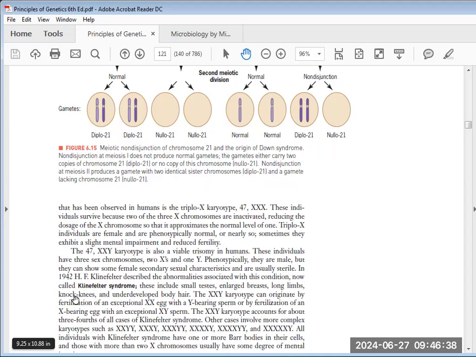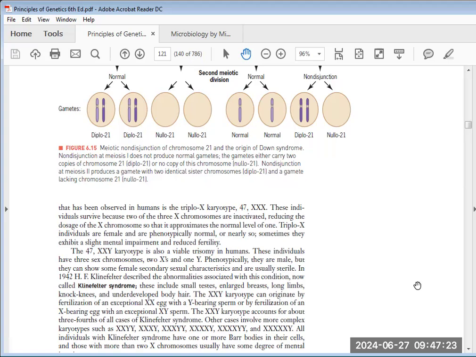Knock knees, simply called knee knock. If they stand erect, their knees touch each other. This is a negative point from a medical point of view. Underdeveloped body hairs. They are produced by an abnormal egg which contains two X chromosomes due to non-disjunction. When it is fertilized by a Y-bearing sperm, or it is also possible a normal egg is fertilized by an abnormal sperm containing both X and Y chromosome.